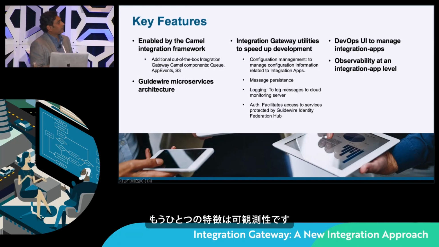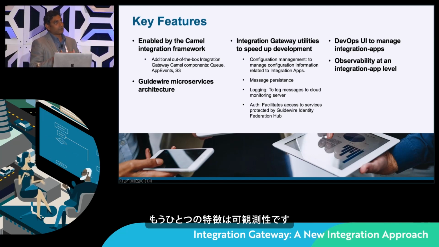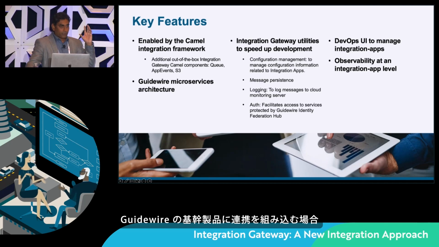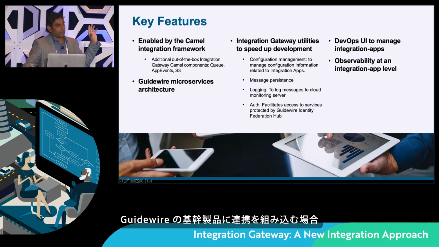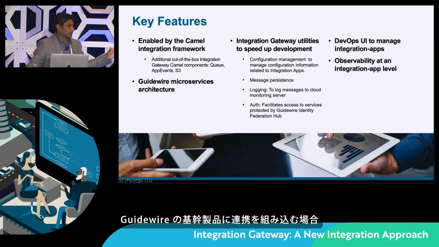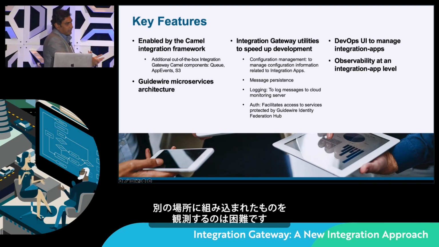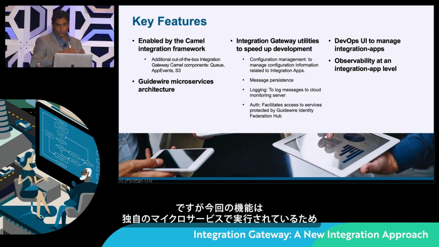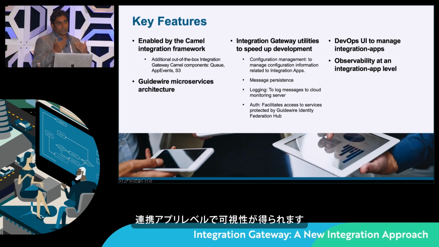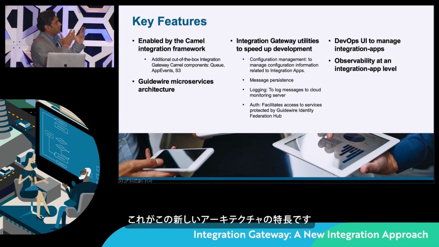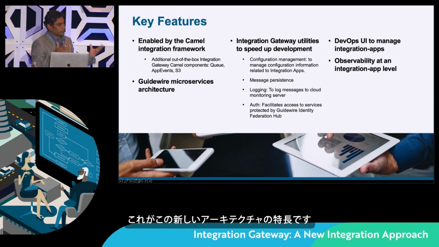And the other feature, which is obvious sometimes, but it's not obvious, is observability. So when you have an integration embedded in the X Center, you want to get visibility of what's happening with this integration. It is difficult because it's embedded somewhere else. Now because this is running in its own microservice, you can actually get visibility at the integration app level, right. So that's the beauty of this new architecture.